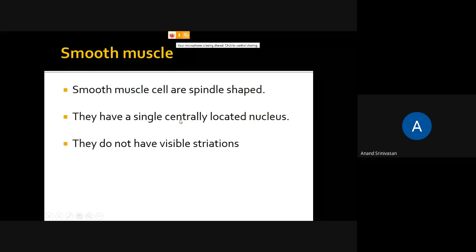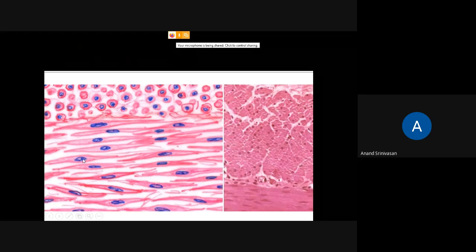They have a single centrally located nucleus, and there are no visible striations. You can see the nucleus which is present in the center, and there are no striations. So this is a smooth muscle.